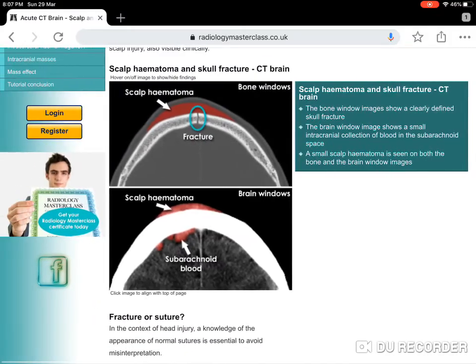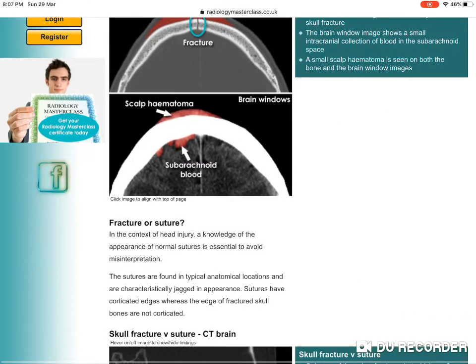Now, scalp hematoma and skull fracture. The bone window images show a clearly defined skull fracture. The brain window images show a small intracranial collection of blood in the subarachnoid space. A small scalp hematoma is seen on both the bone and brain window images.